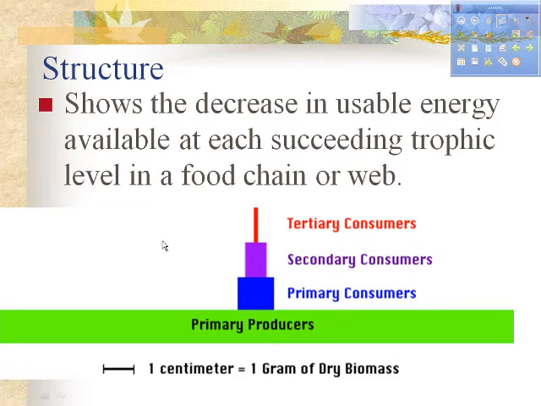A structure diagram shows a decrease in energy. So we're looking at a whole lot of energy for primary consumers. We're losing 90% of this, we drop to primary consumers. Losing 90%, drop to secondary, and drop to tertiary. Okay, so we're looking at the amount of energy in a food chain or a food web.